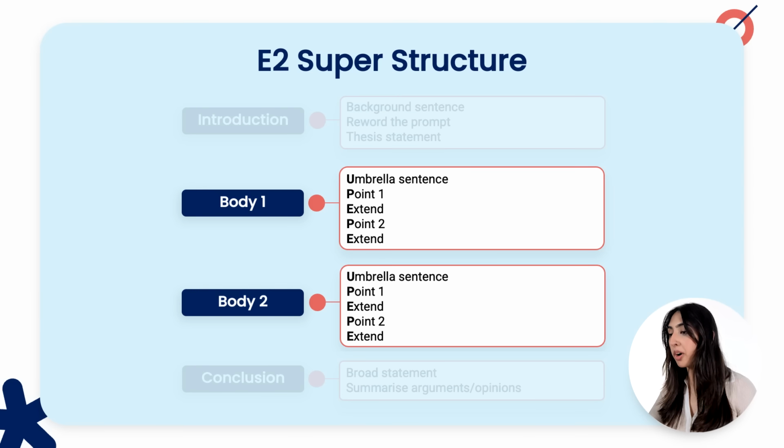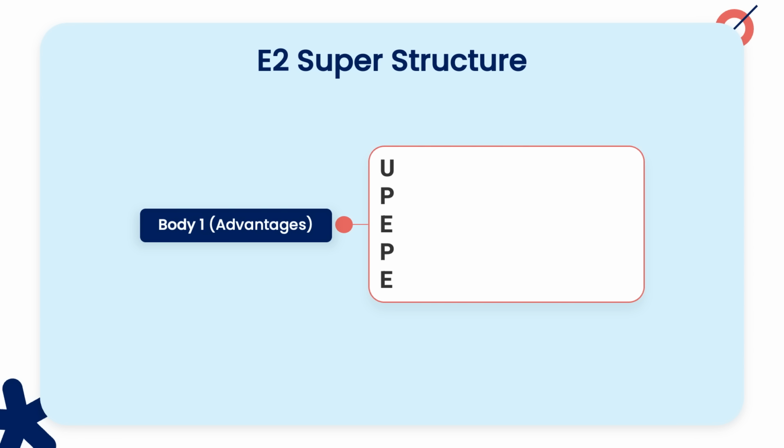The next part of knowing the E2 superstructure is how to write your body paragraphs. Let's take a look. In the body paragraphs, we use the acronym UPEPE to plan our paragraphs and develop our ideas fully. UPEPE paragraphs are double idea paragraphs. Let me show you what I mean. Here is a UPEPE structure in more detail.